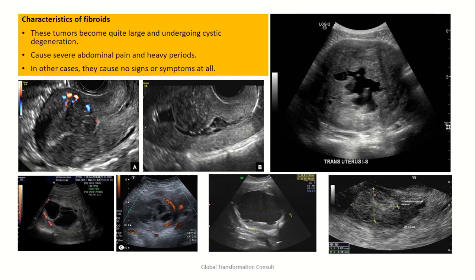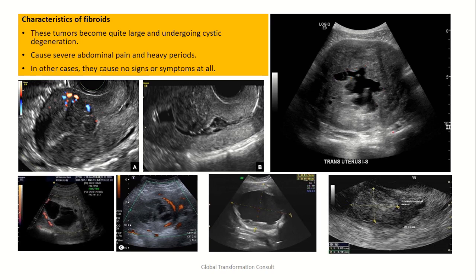So you need to also know how to use your Doppler very well, so that you don't miss out the mass. So this is a very huge mass in the uterus. This transabdominal image is a huge mass of the uterus, which has a cystic degeneration. So you can see the cystic degeneration, the central cystic degeneration of the mass is lobulated, the wall.